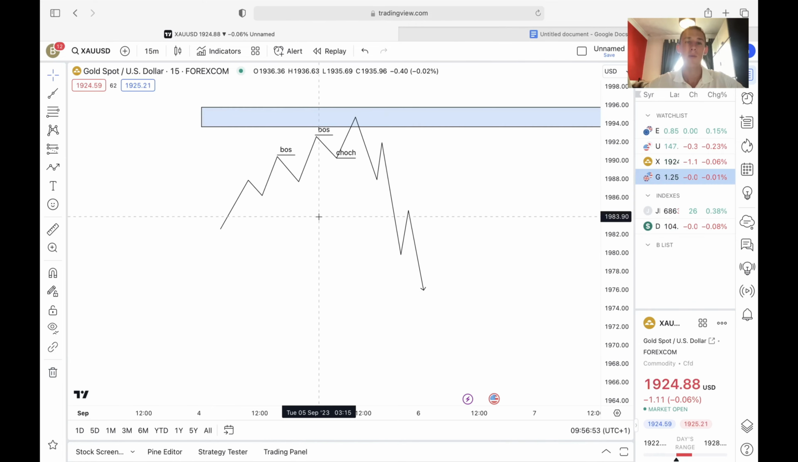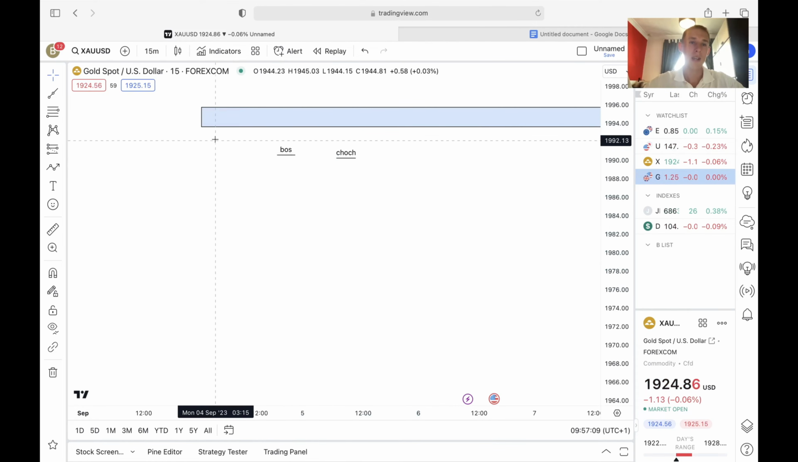And for our lower time frame entry model, what we want to see is for price to sweep this high into the area of interest, break structure, and then we want to see an area of supply up here, which is imbalanced, and that would be our entry zone. Same thing with a downtrend.